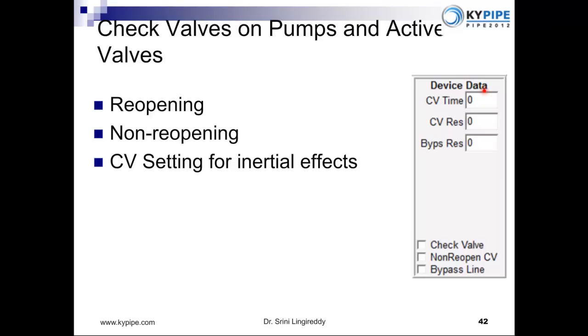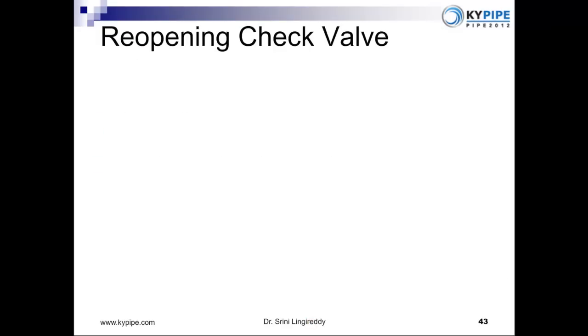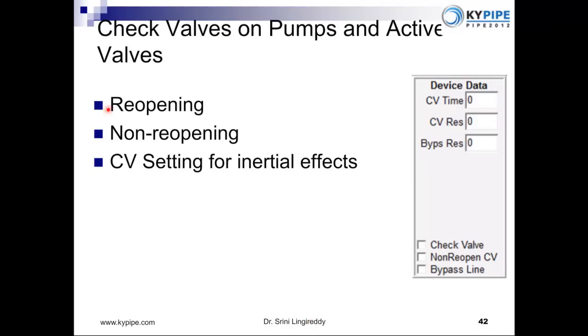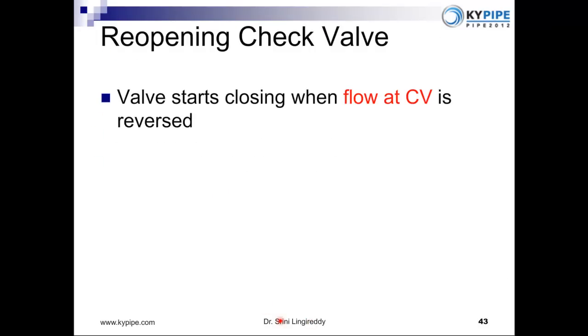So the check valves on pumps and active valves, this is the device data that you get when you click on a pump or an active valve. And if you check this box, that particular element will have a check valve on it. And if you check this box, non-reopening CV, then that element will have a check valve, and it doesn't open when there is a forward flow again. So like that. And there is yet another option which was already available, CV setting for inertial effects. We'll talk about that in just a second. First, let's talk about reopening type check valves.